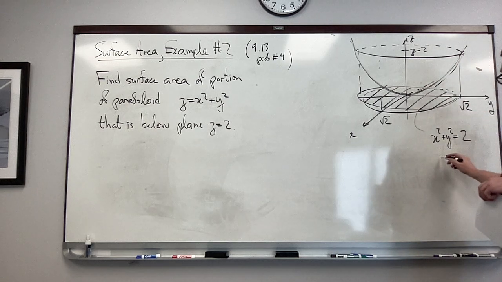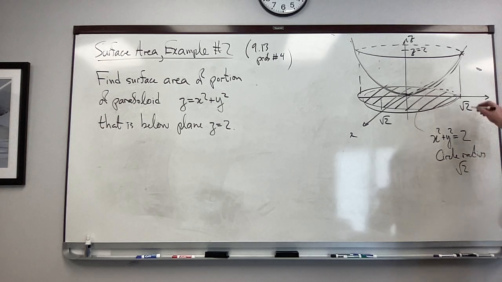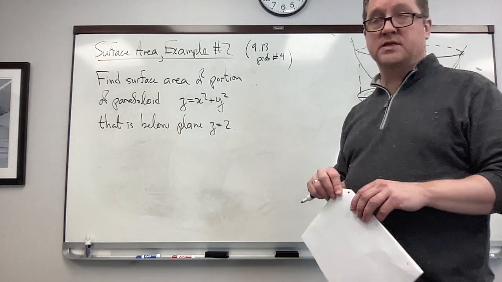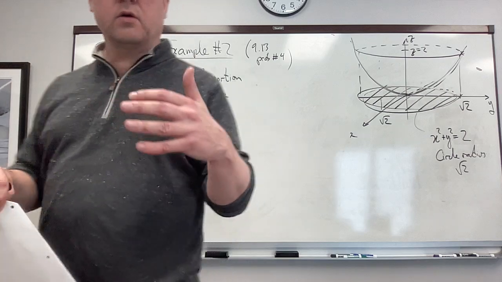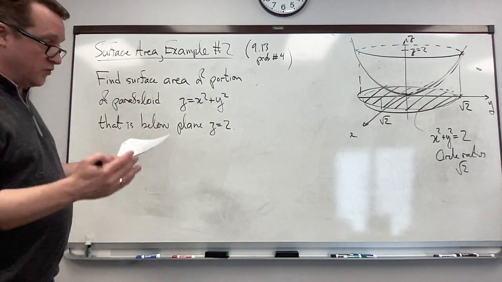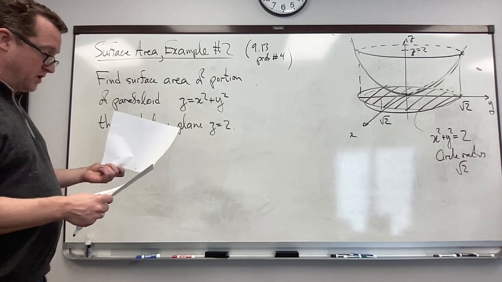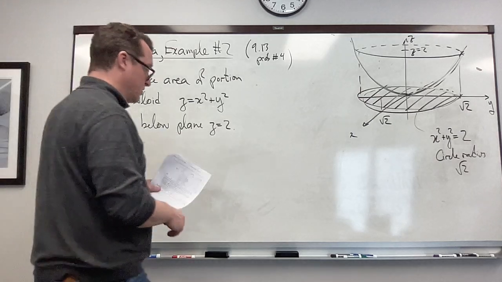So this is a circle, radius square root 2. That's why I put square root 2 here. That's the extent in the xy plane. And when we convert this to polar coordinates, r will go out from 0 to the square root of 2. So that's the region over which we're going to integrate, and now we're ready to execute the parts of this. It's pretty straightforward to do this.